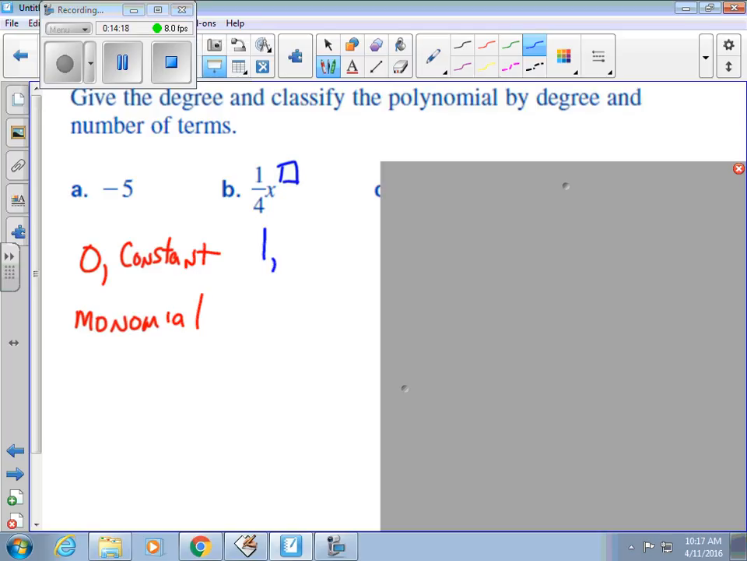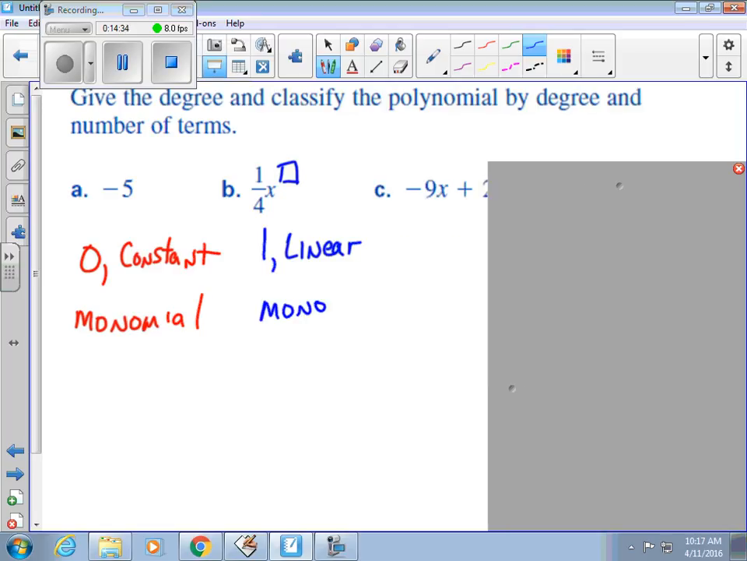What do we call this if we classify it by degree? Something to the first power is what? Linear. Good. It comes right off the example from a second ago. Linear. And then how many terms is it? Again, 1. So what do you call that? Monomial, everybody. That's monomial. What about this one right here? Negative 9x plus 2.